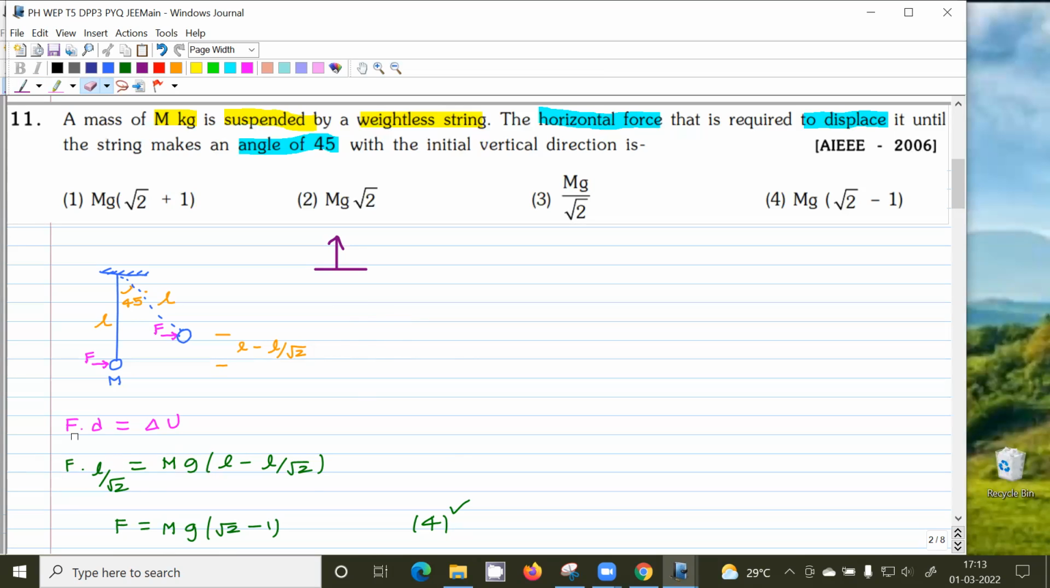Work done on the mass is force and resistance, actually F dot D. So you have to take the displacement component along the direction of the force. That is this distance, L by root 2. So if you do L by root 2, it will be the gain in potential energy. This is the gain in height. Okay, is it clear?